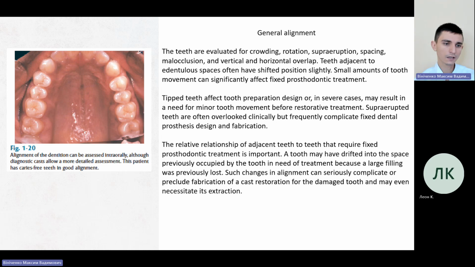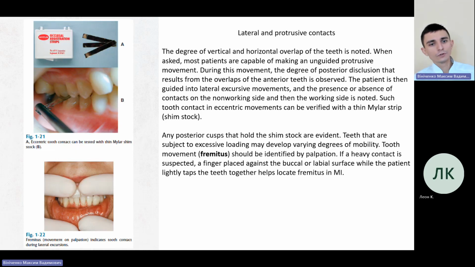This patient has caries-free teeth in good alignment. Lateral and protrusive contacts. The degree of vertical and horizontal overlap of the teeth is noted. When asked, most patients are capable of making an unguided protrusive movement. During this movement, the degree of posterior disclusion that results from the overlap of the anterior teeth is observed. The patient is then guided into lateral excursive movements and the presence or absence of contact on the non-working side, and then the working side, is noted.